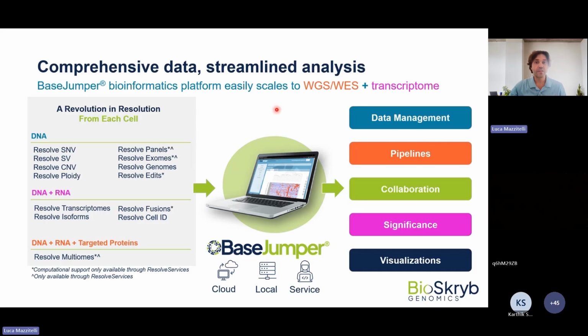In terms of data analysis, I mentioned that we have BaseJumper. There are 3 versions of BaseJumper. There is a cloud version, so you can take your FASTQ files after sequencing and upload them on the cloud. We also have all our pipelines for DNA and RNA analysis pre-uploaded, and you can download them on your local server. Otherwise, we also provide some custom bioinformatic tools as a service.